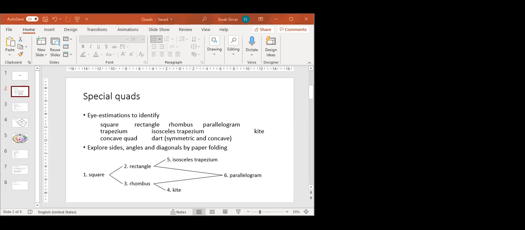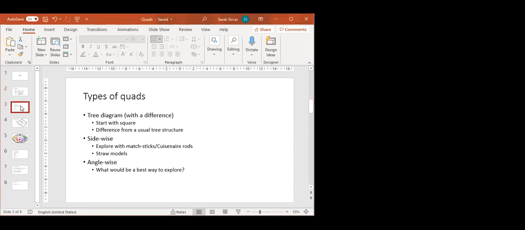Now the next thing you can do. The first part is basically exploring. The second part, you can come up with a tree diagram kind of a thing. And again, I would recommend that you start with square. When you talk about types of quads, there are three things you can do. One is the tree diagram, I'll show it in the next slide. The other is you look at it sidewise.